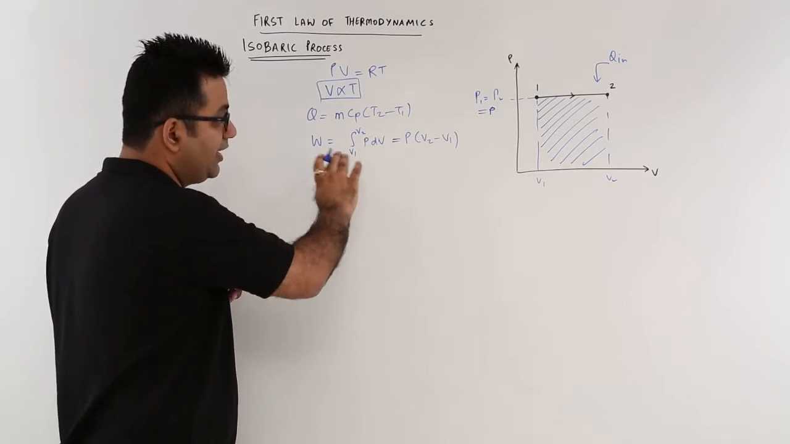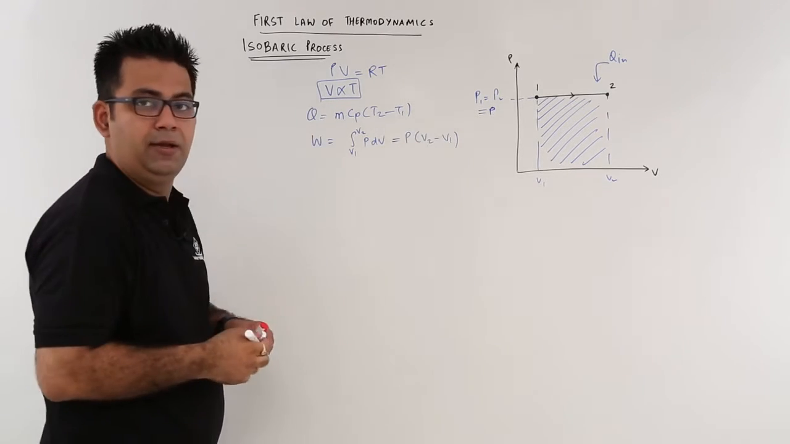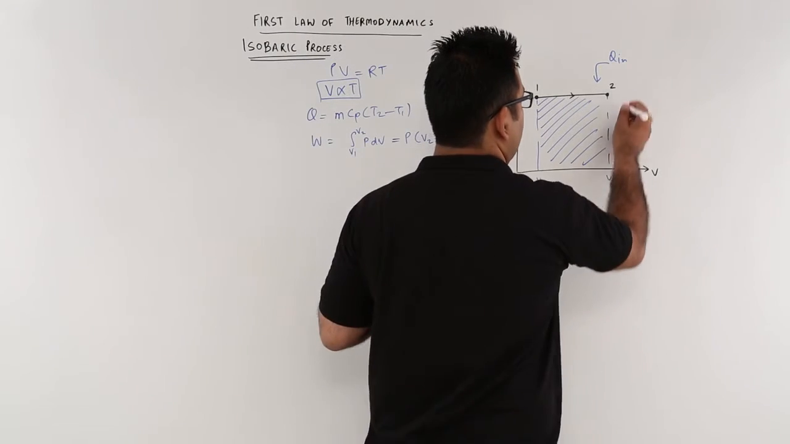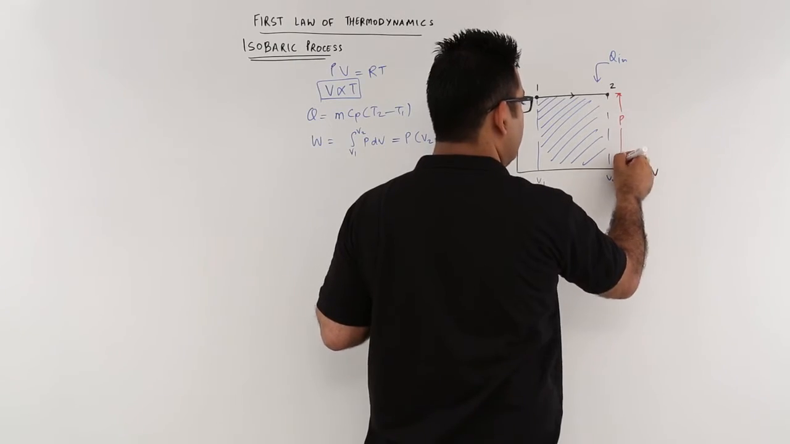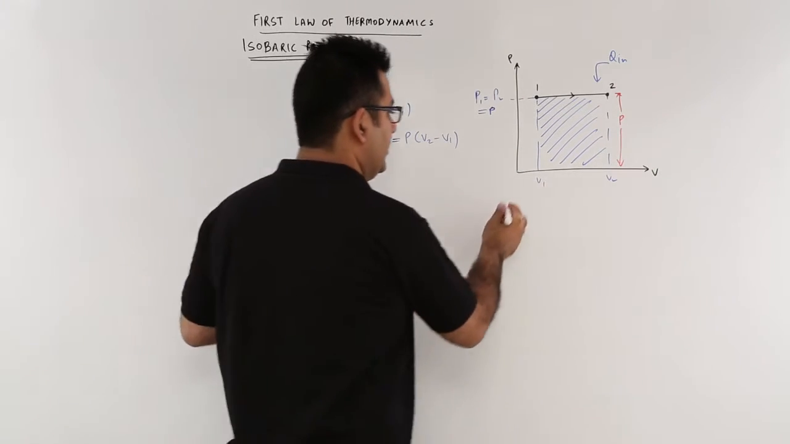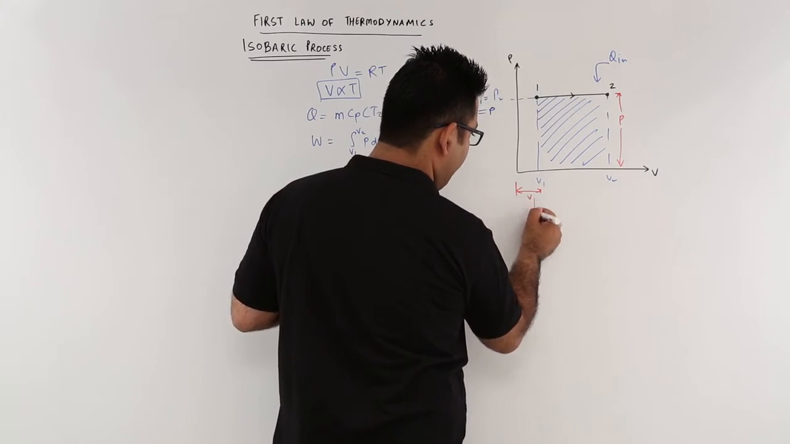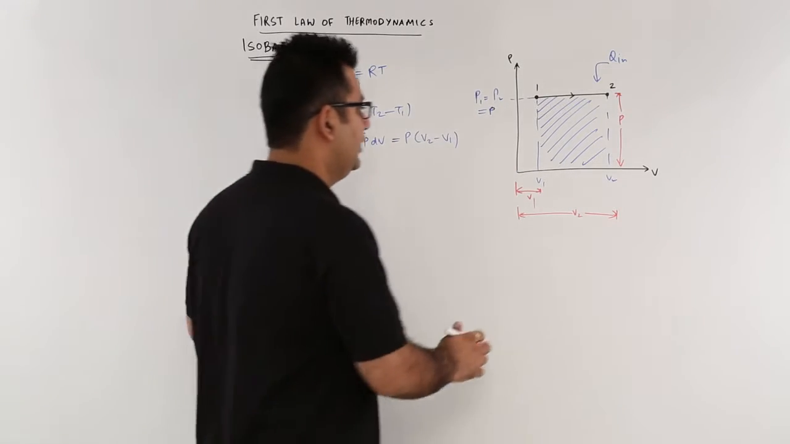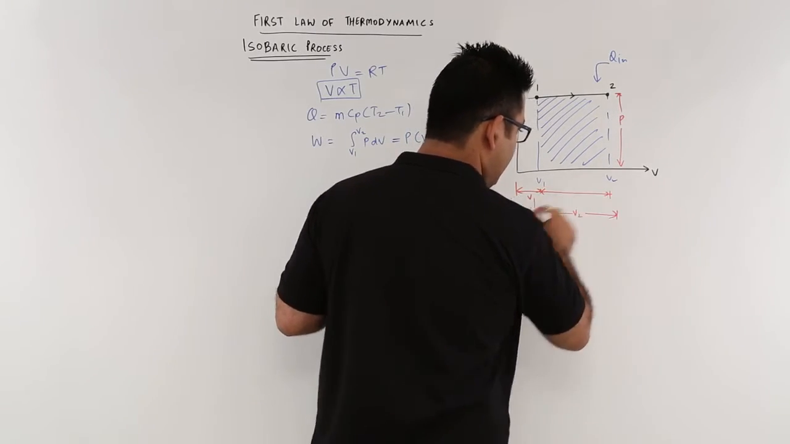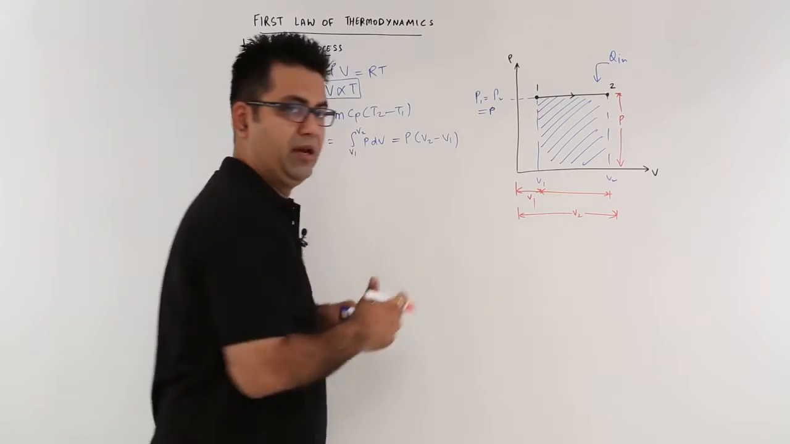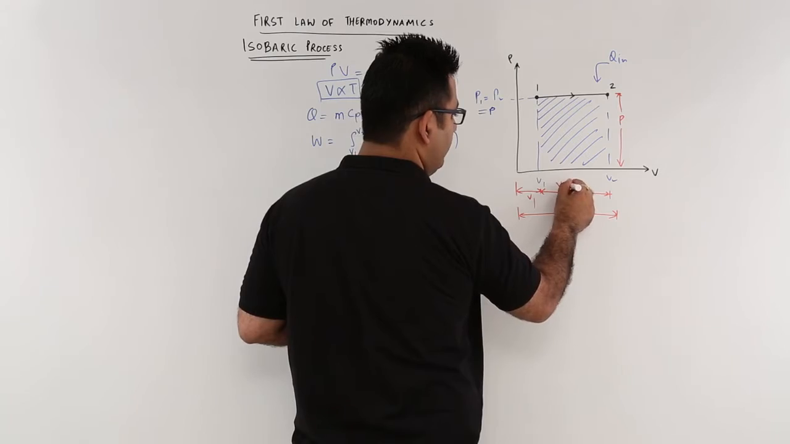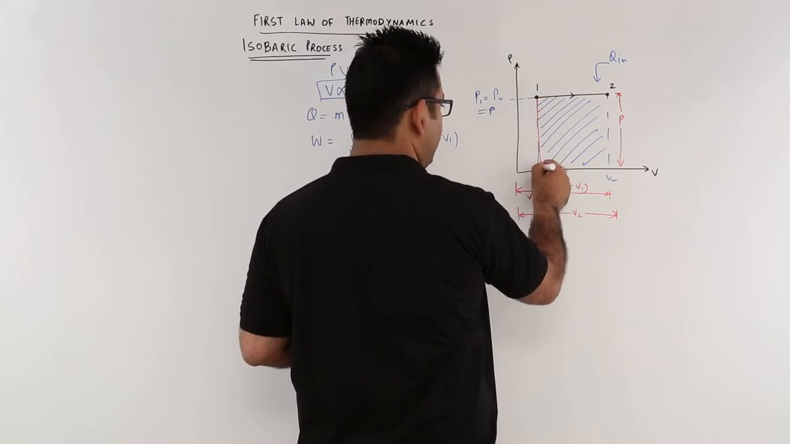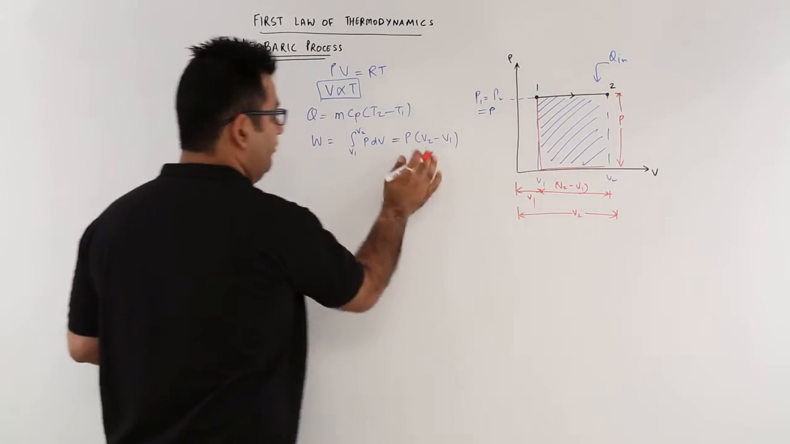That corresponds to the area below that curve, because if you look at this length, this is P, pressure value. This is V1, this is V2. I need the length of this dimension, that is V2 minus V1. So the area of this rectangle would be this into this, that is P into V2 minus V1.